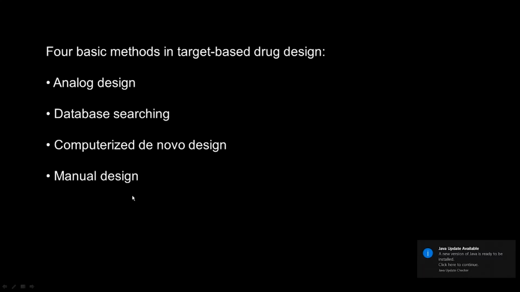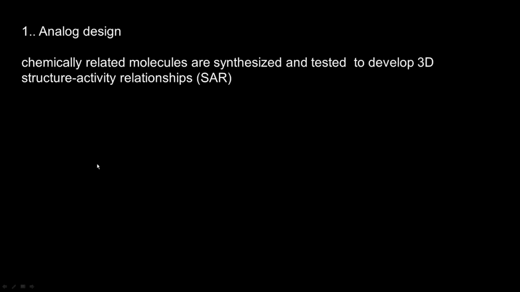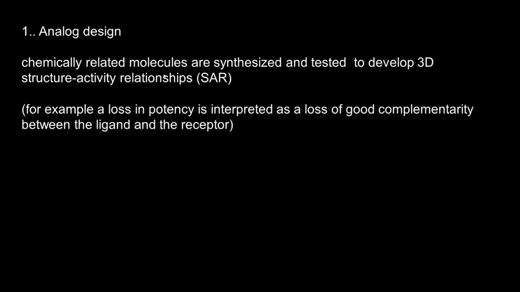So what is this analog design? Chemically related molecules are synthesized and tested to develop a 3D structure activity relationship. That's what is called analog. So you make analogs of a parent compound, and then we develop a 3D structure activity relationship based on their structural features and activity. A loss in potency is interpreted as a loss of good complementarity between the ligand and the receptor. So if the potency is going down because you removed a hydrogen bond donor, then you know that the complementing feature that's available in the active site is not made use of.